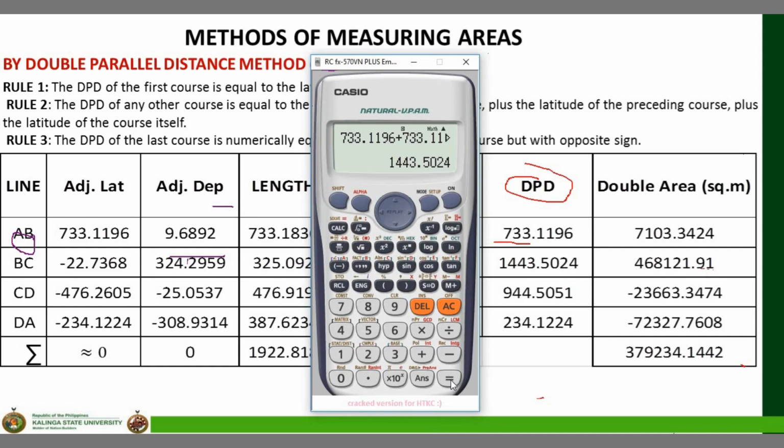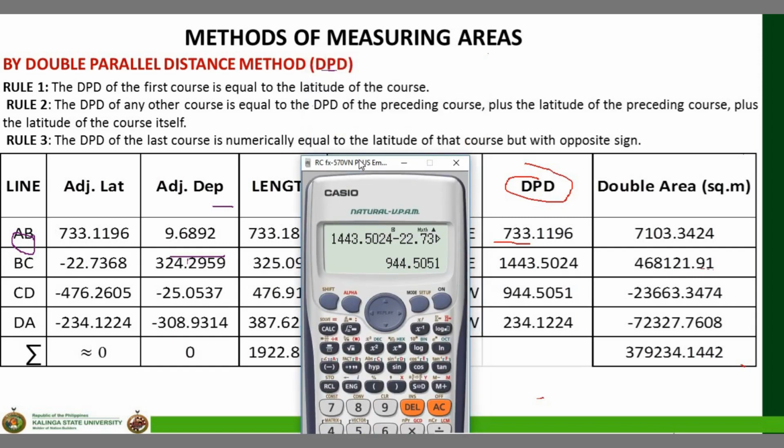Ang DPD naman ni CD, that is equal to 1443.5024 plus, minus 22.7368. The latitude of CD is negative 476.2605. That is equal to 944.5051. And lastly, DA is the last course.